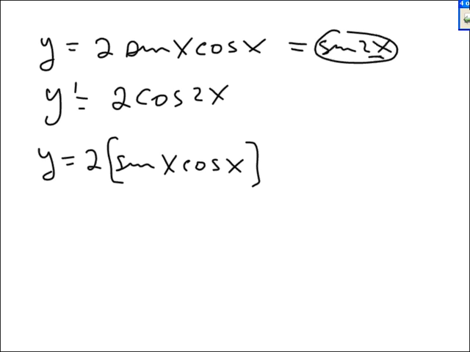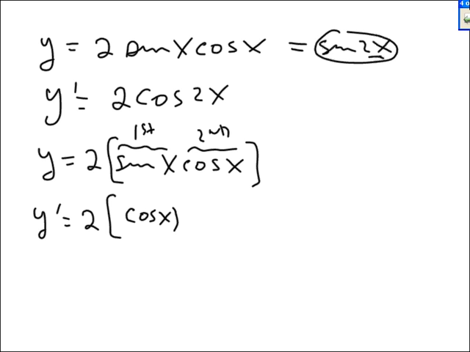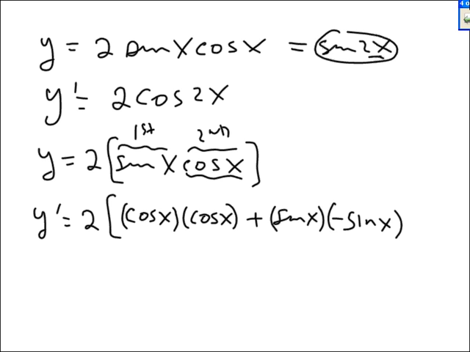Factor out the 2. This is the first function. This is the second function. Derivative of 2 times what's in the bracket is 2 times the derivative of what's in the bracket. The 2 factors out. We have a product here. It's the derivative of the first times the second plus the first, sine x, times the derivative of the second, which is negative sine x. The derivative of cosine x is negative sine x.